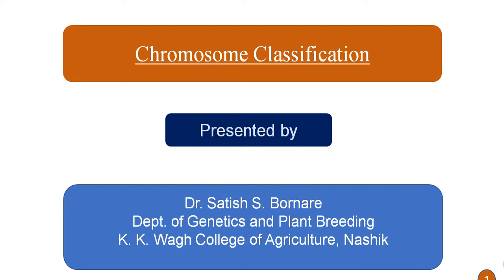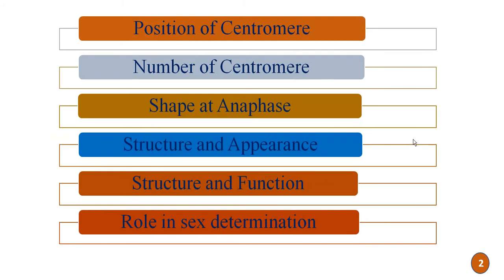So friends, today we are going to learn our next topic, that is chromosome classification. How these chromosomes are classified on the different bases. So let us start with, chromosomes are classified on the different bases, in which first basis is the position of the centromere. So on the basis of the position of the centromere, the chromosomes are classified.